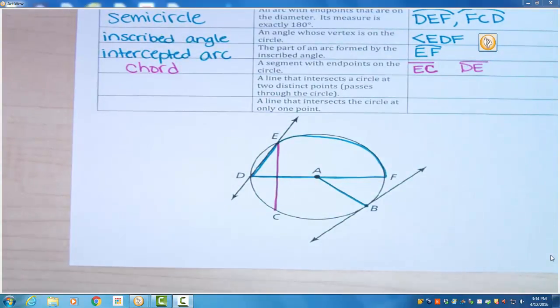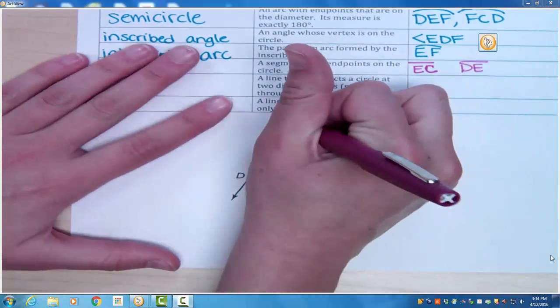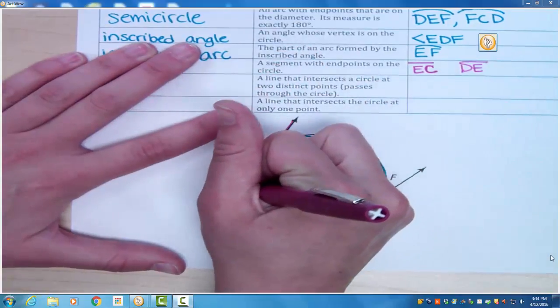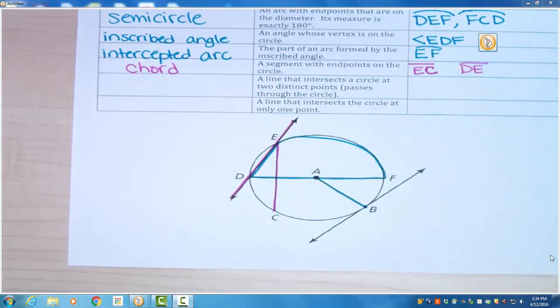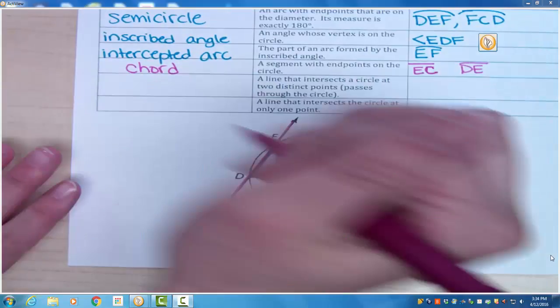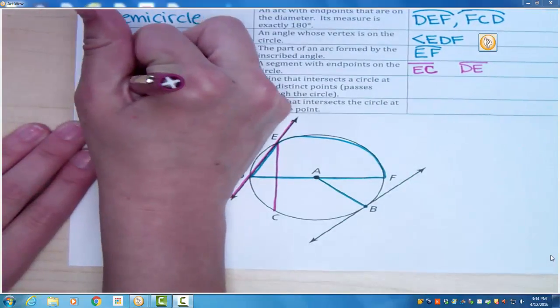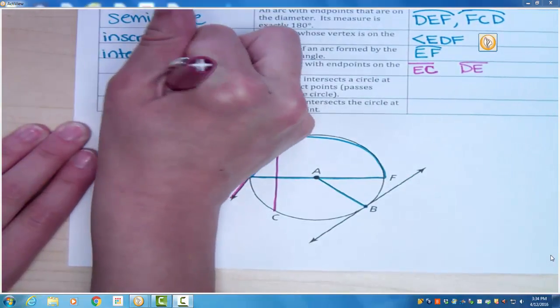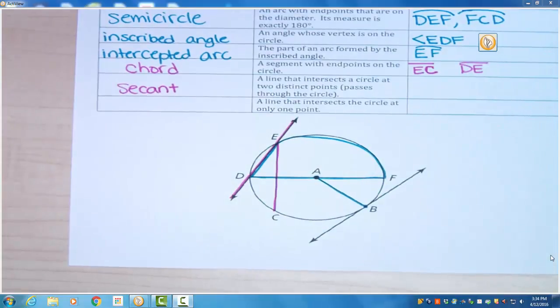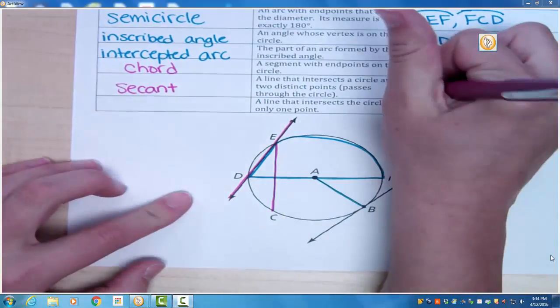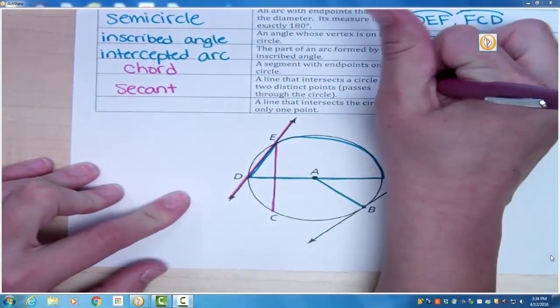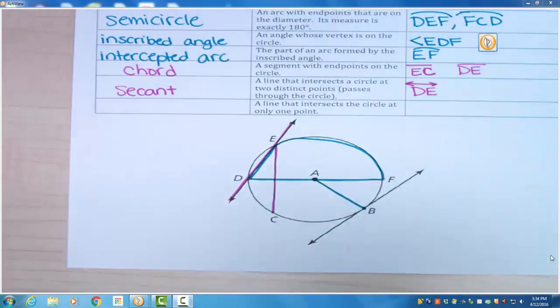Now a line that intersects a circle at two distinct points and it passes through the circle. So that would be like this line here. It has two points that are on the circle and it passes through. It continues on forever after that. That's called a secant. And notice it's a line. So remember, a line goes on forever and ever in each direction. So when I call this line DE, I need to make sure I have a line on top of it with two arrowheads pointing in either direction.